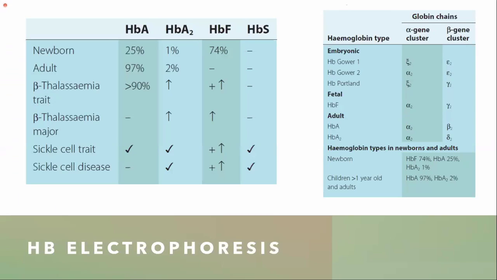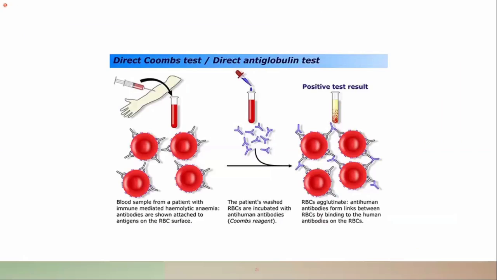Okay, this is HB electrophoresis, which is very helpful in diagnosing hemoglobinopathies, such as thalassemia, HbS, sickle cell disease. It shows the normal HB in newborn and adult, and we can see the differences in each type of thalassemia, like thalassemia trait and thalassemia major. The last one is the direct Coombs test, which can be helpful to diagnose immune hemolytic anemias.